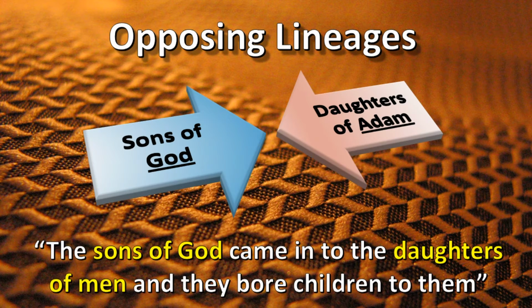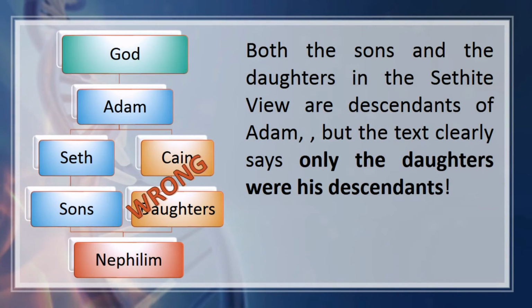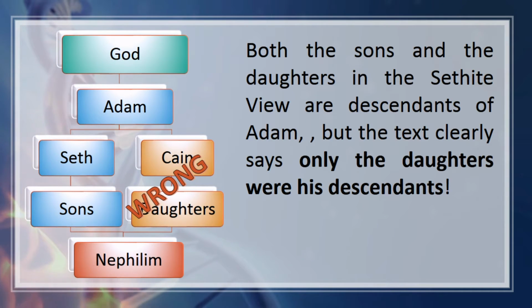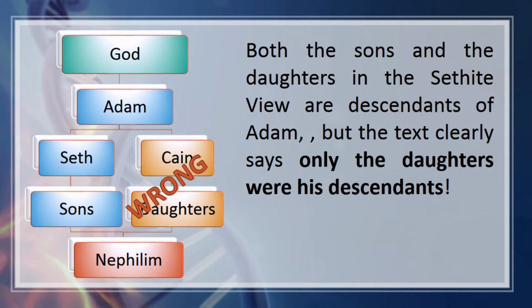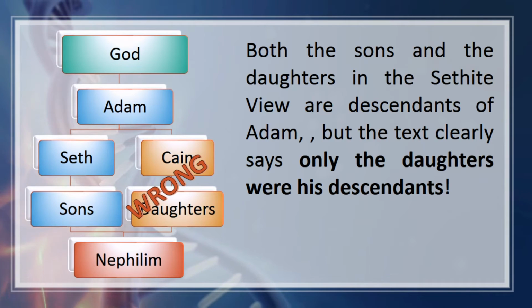If the sons of God were the offspring of men in any way, the logical sentence structure would change dramatically to stop reflecting these different lineages, which is the obvious focal point of the text. It's clear that this passage was written to reveal a mixing of lineages, so to speak, between the sons of God and daughters of men, meaning the daughters of Adam. Both the sons and daughters in the Sethite view are direct descendants of Adam, but the text clearly says that only the daughters were his direct descendants. The question is, will we believe what the Bible has just said, or will we add to it and take away from it as we see fit?